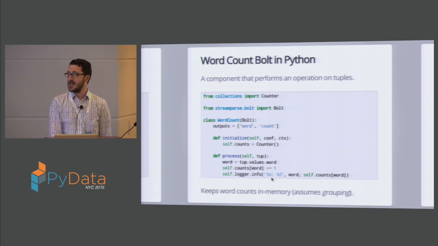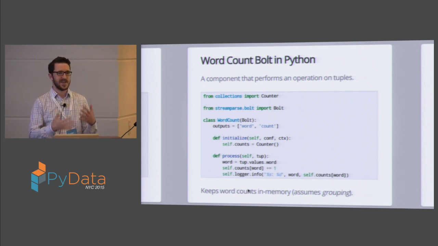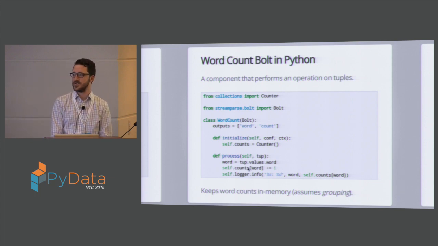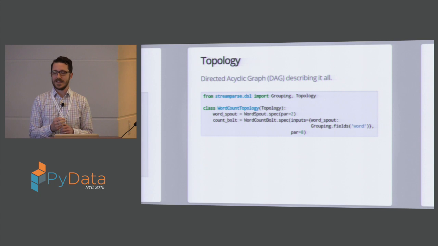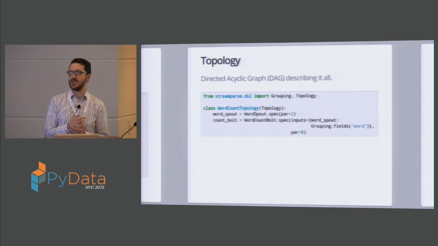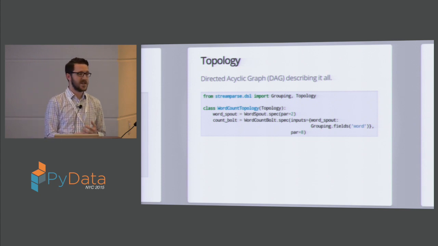And one of the things you might be thinking about this is, well, if you're doing this all in parallel, how are these counters going to stay in sync and everything? So this particular implementation relies on something called a fields grouping. And so I'll show you how you set that up. This is the current way in Streamparse that you'll set up an actual Storm topology. A Storm topology is just a directed acyclic graph that connects the spouts and the bolts together.